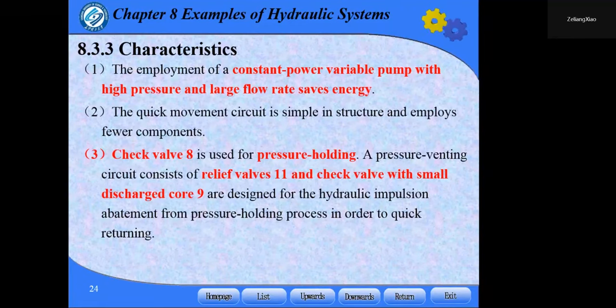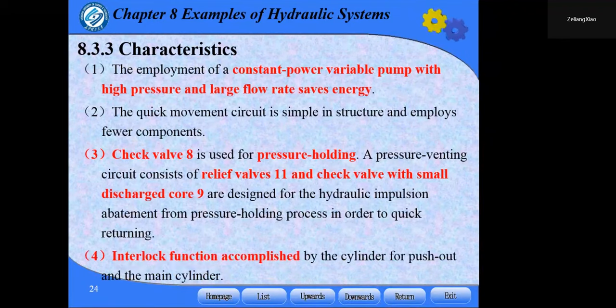Abatement from the pressure holding process to quick returning. This is an interlock function accomplished by the cylinder for pushing out and the main cylinder. Only when valve 6 is in its neutral function and the main cylinder stops can pressure oil be passed over to valve 15 to allow cylinder 16 to move, which is one method for safety precautions.